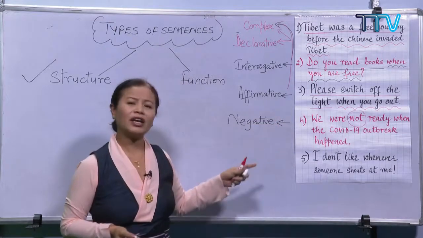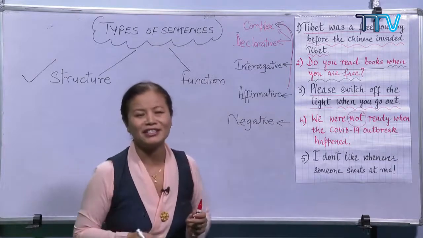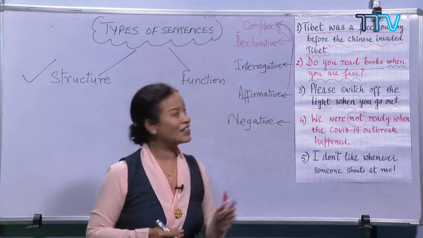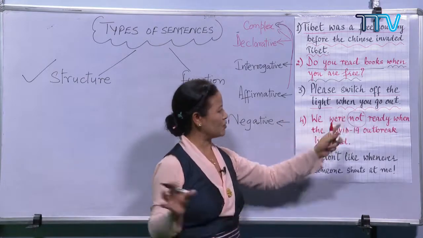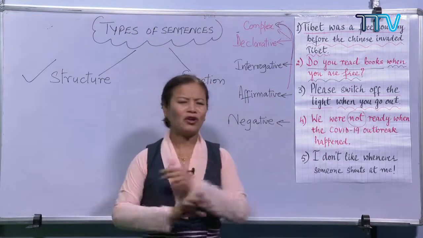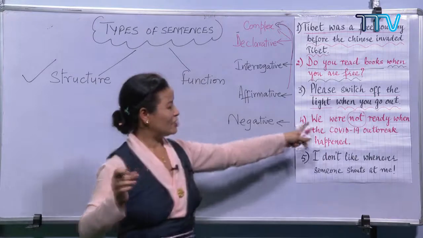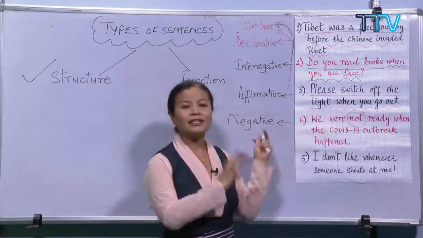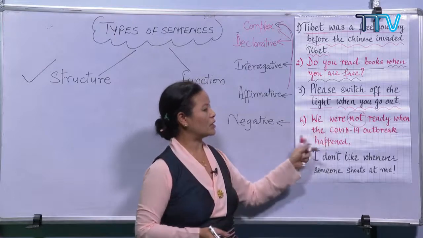And how can we convert this into a positive sentence? It's very easy, isn't it? Yes? We just have to remove this not, right? We were ready when the COVID-19 outbreak happened. We were all ready with masks and hand sanitizer and everything. Okay? We just have to remove this not and then the sentence becomes positive. Okay? We were ready when the COVID-19 outbreak happened.